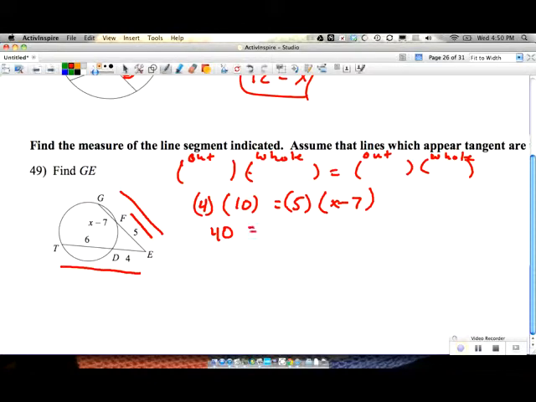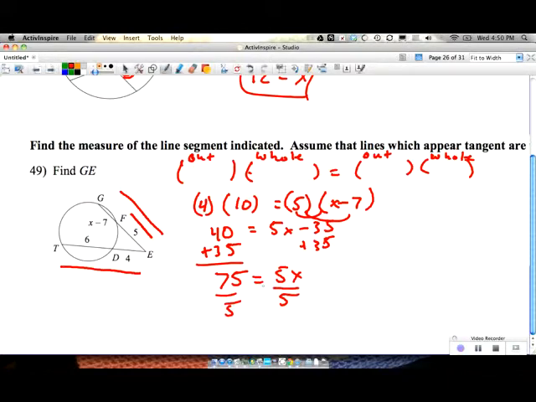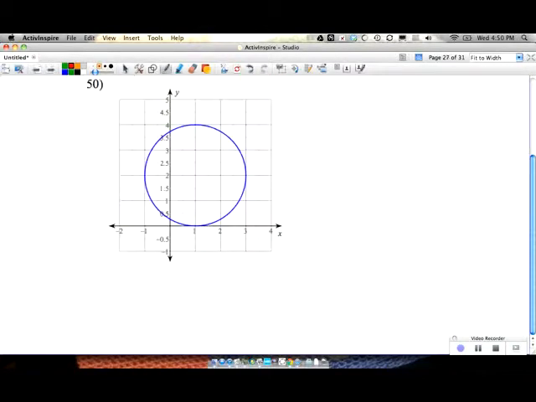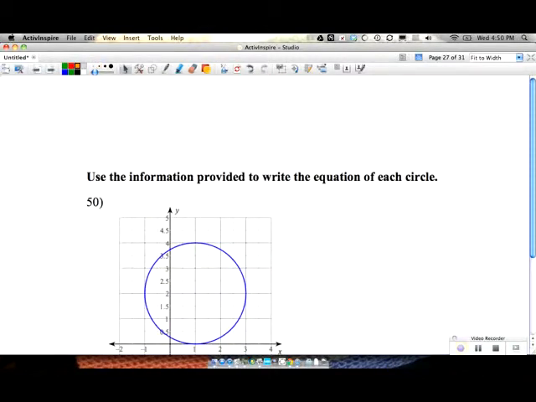That gives me 40 equals 5x minus 35. So I'm going to add 35 to both sides. That gives me 75 equals 5x. Which means when I divide by 5, x is equal to 15 would be my answer. Let's keep moving. Last 10 or so to go.